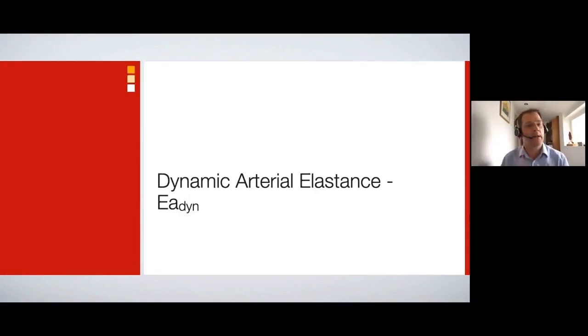For the next part, I'd like to focus on some new parameters that come with the Acumen software suite to help us treat the underlying cause, or understand the underlying cause, of hypertension. And the first one is dynamic arterial elastance, or EA-DYNE.